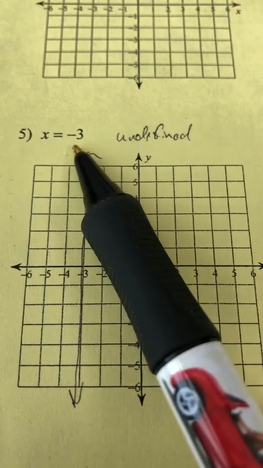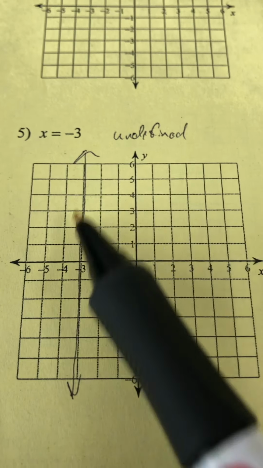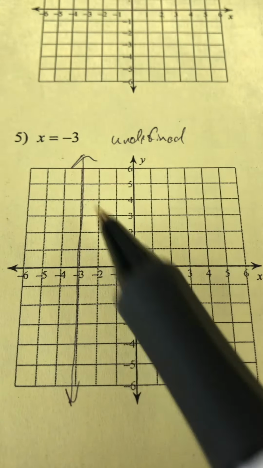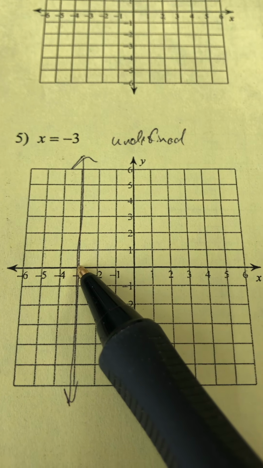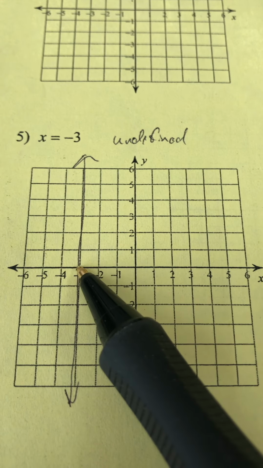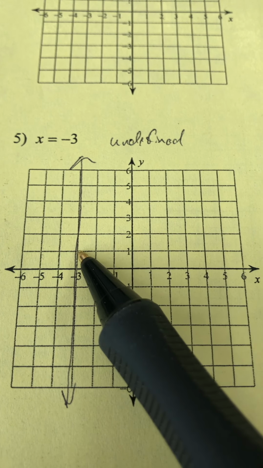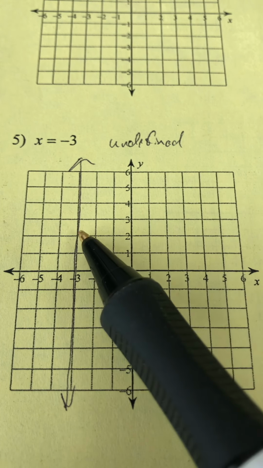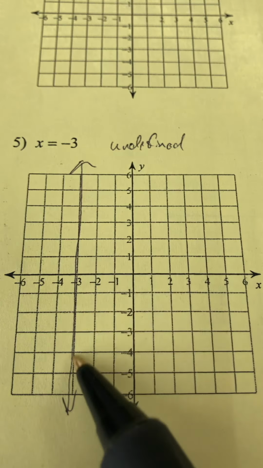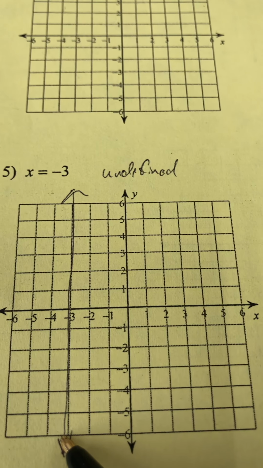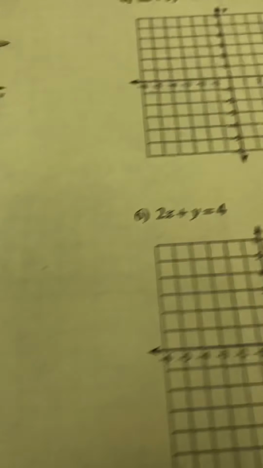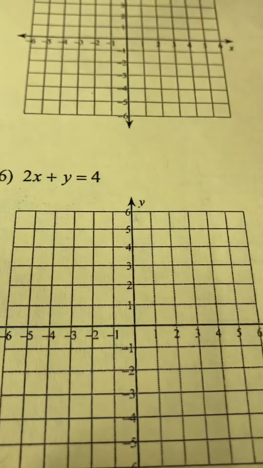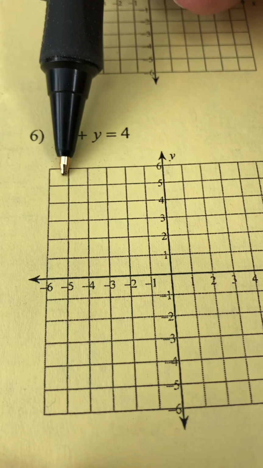When you have x equals something, that's called undefined, and it's going to be a vertical line. So I go to where x is -3 no matter what. So when y is 0, x is -3. When y is 1, x is -3. When y is 2, x is -3. It's just -3 all the time. So that's undefined. That's a vertical line. Let me show you another one where I'll do number 6.